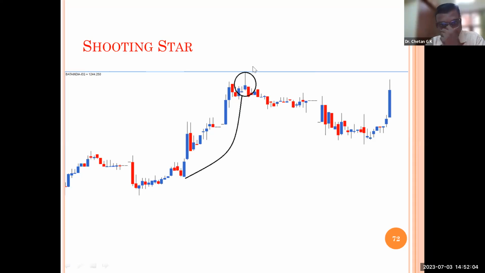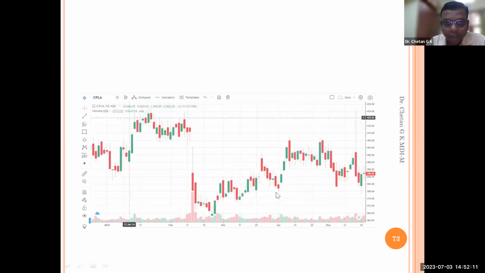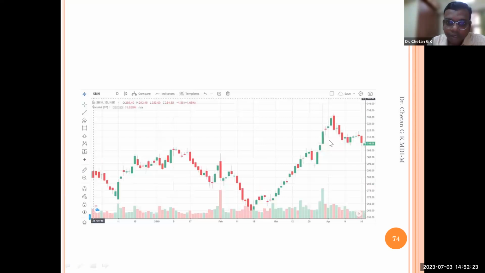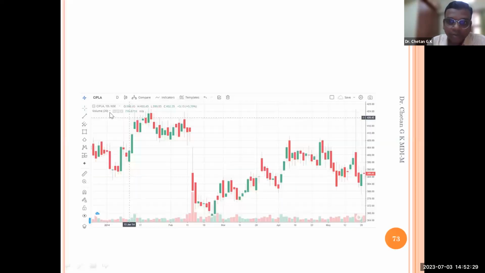You can see a shooting star also formed, and then the markets went down, reversed. Here is one more shooting star. It appeared here, and then the market went up. So there is a downtrend, and immediately after this, an uptrend. And one more you can see here. The shooting star appeared, and then the market went up. This is SBI, and this is Cipla.